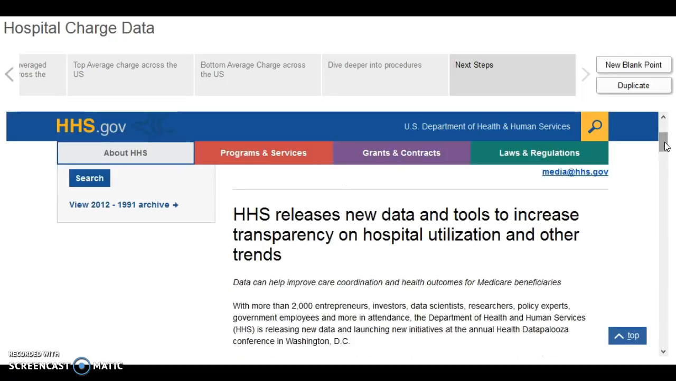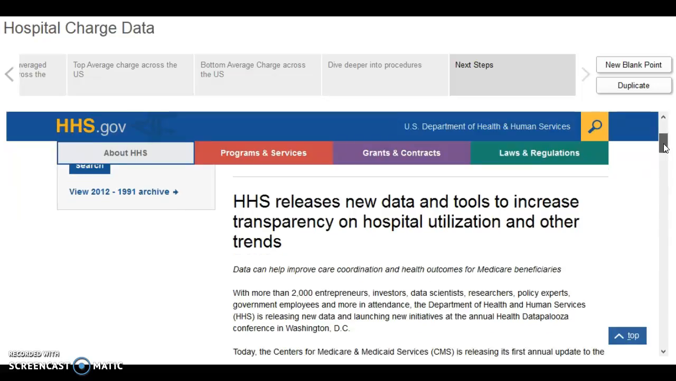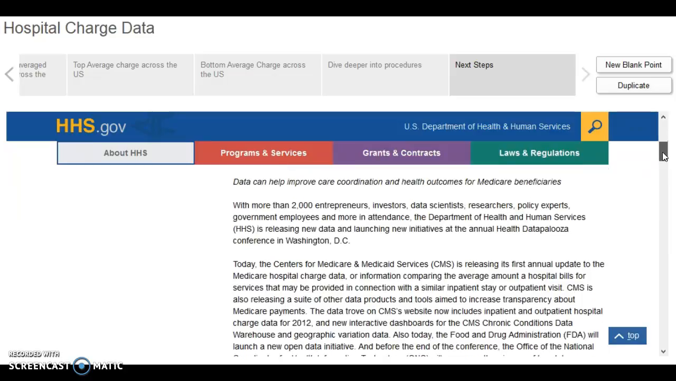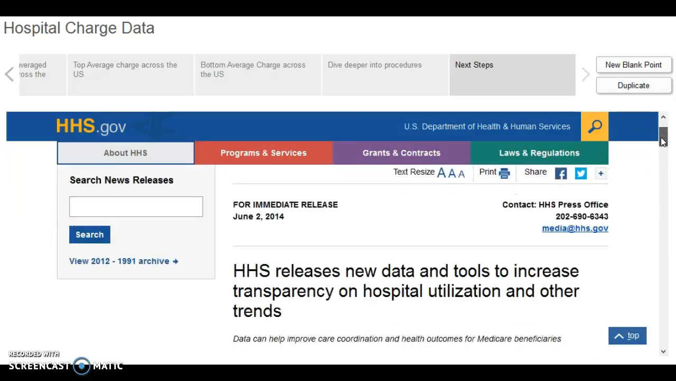So how can we fix it? It really comes down to starting to analyze the data and show it to people like us so we understand. And this is a great article if you have time to read about it, and it talks about that.